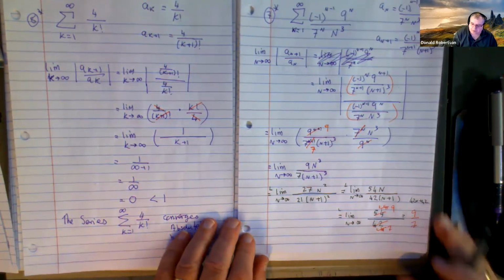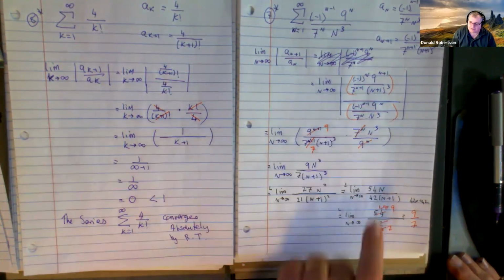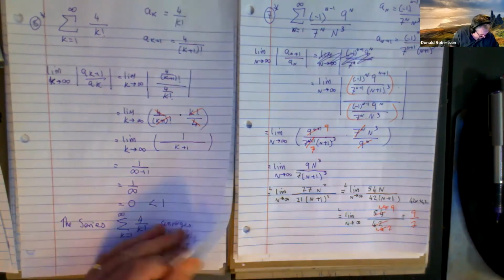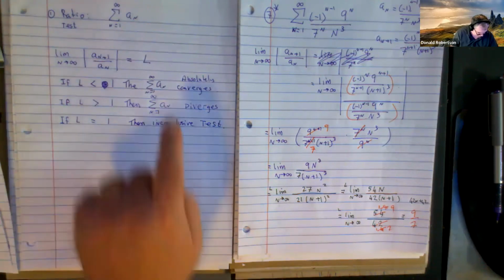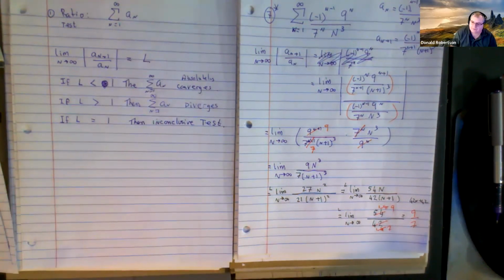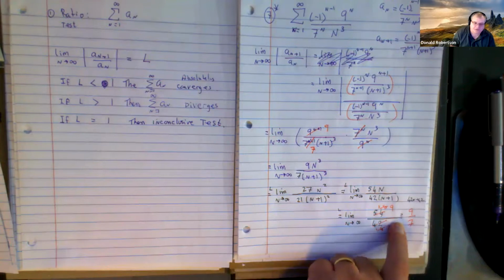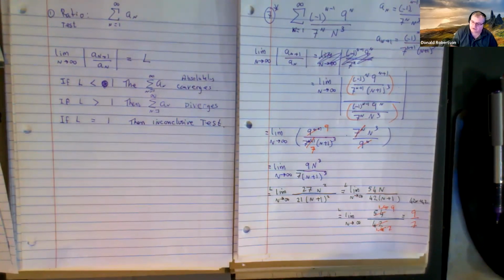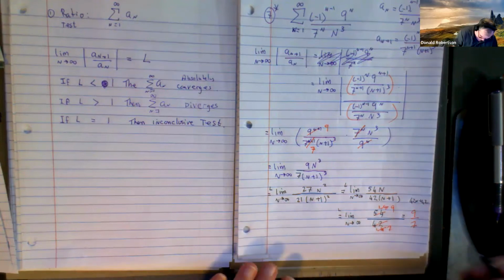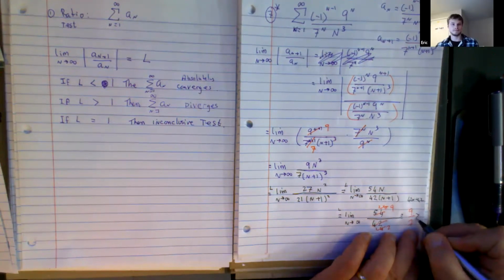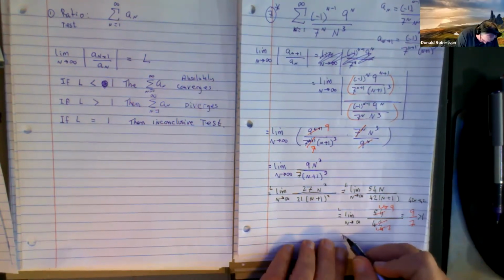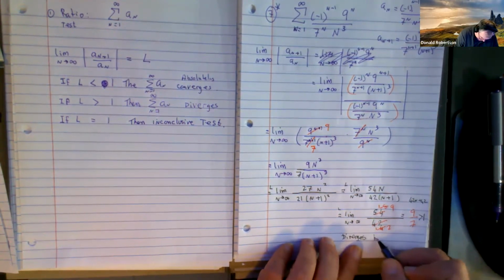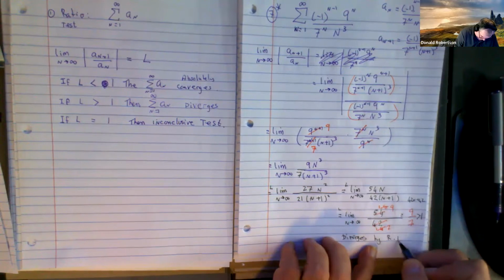Okay, conclusion time. The limit of this ratio is 9/7. What's the conclusion? The limit is 9/7. Which is our correct conclusion? Diverges. Because it's bigger than 1. So the answer, you're right, it diverges by the ratio test.